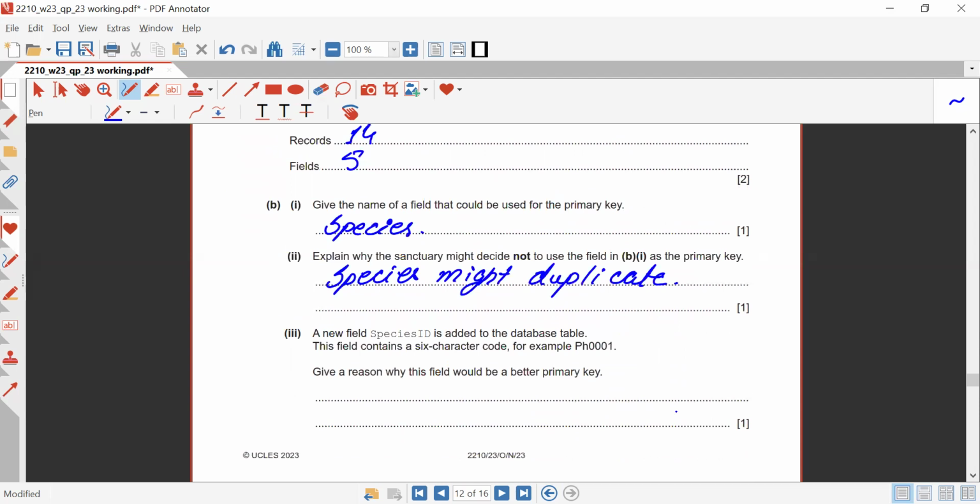Okay, now they are saying for part 3, a new field species ID is added to the database table. The field contains a 6-character code, for example PH0001. Now they are saying give a reason why this field would be better for the primary key. So it could be unique because each and every species will have a different number. Okay, so we could write it down. It could be unique.